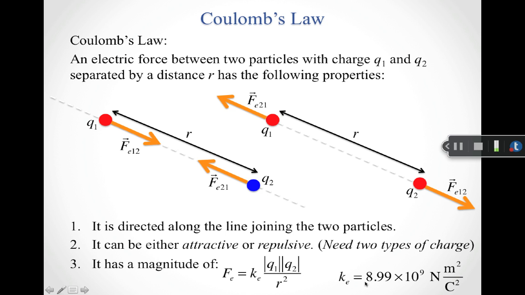And again, what it's going to do is take a charge squared, where charge has units of coulombs, over meters squared, because that's a distance squared, and give me back something in newtons. So it has to have the unit of newton meter squared per coulomb squared.